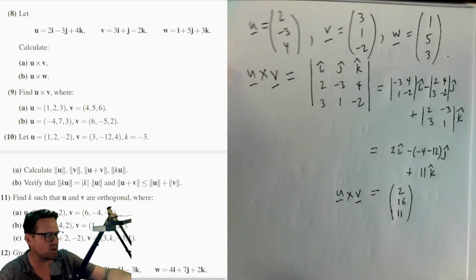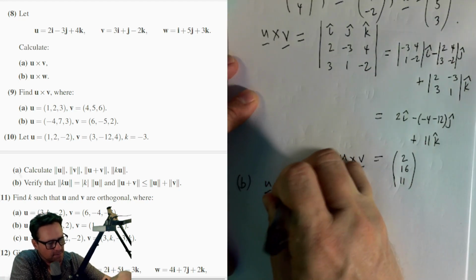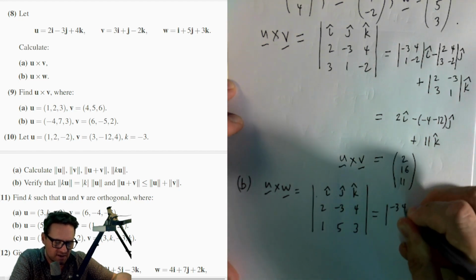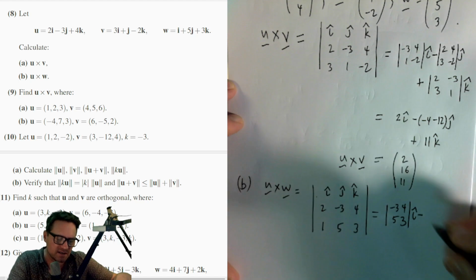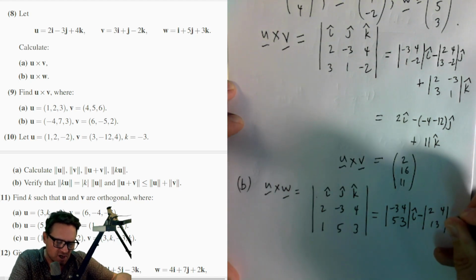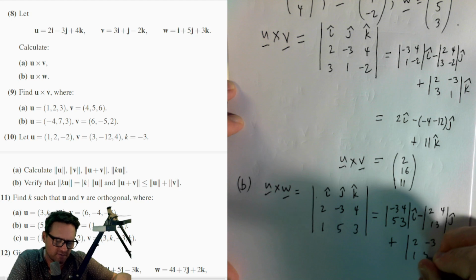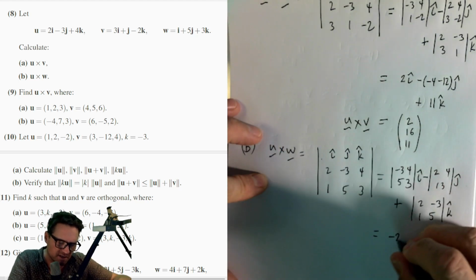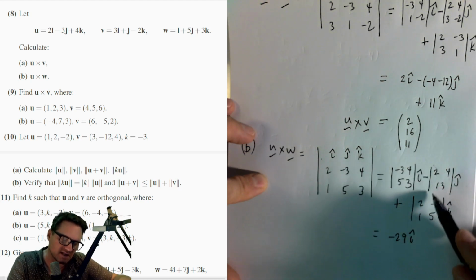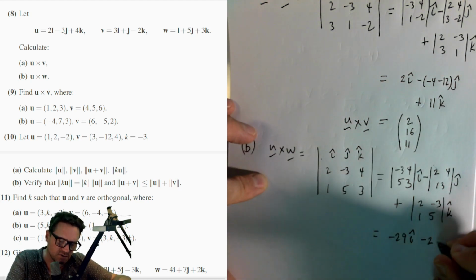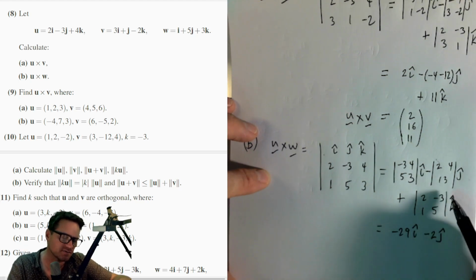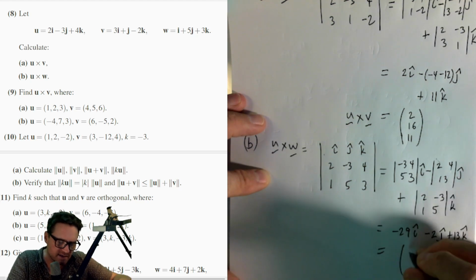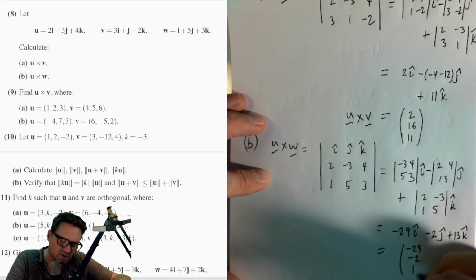Okay, now question part B, u cross w. Now we write w in the third row. And so this is minus 3, 4, 5, 3 i hat minus 2, 4, 1, 3 j hat plus 2 minus 3, 1, 5 k hat. Okay, so simplifying this, we have minus 9 minus 20, so minus 29 i hat, and then 6 minus 4 is 2, so minus 2 j hat, 10 minus minus 3, so that's 10 plus 3 is 13 k hat, which we can write as a column minus 29, minus 2, 13.